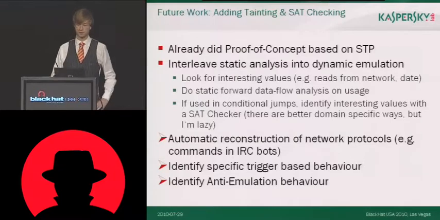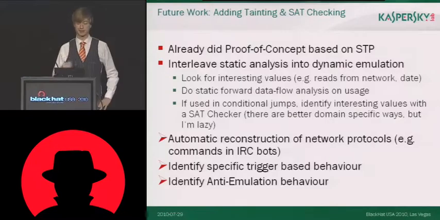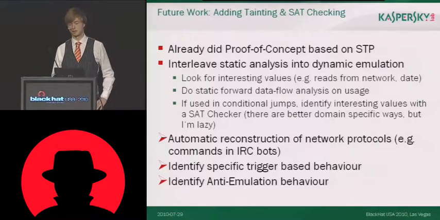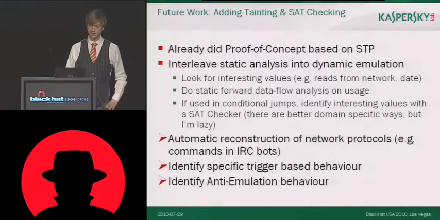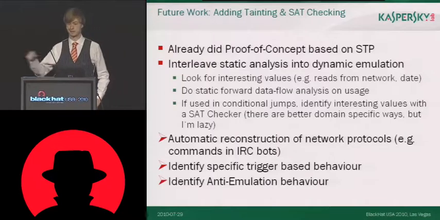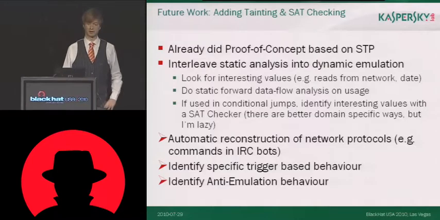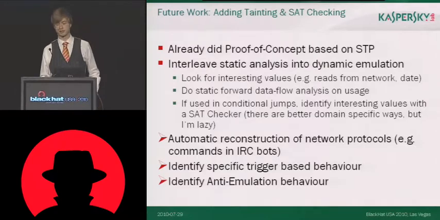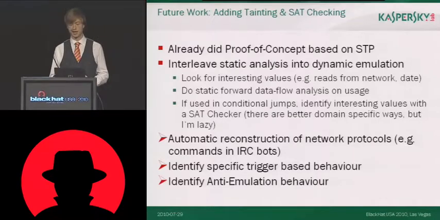So what's future work about? What could be improvements? Well, I always wanted to add some constraints checking, and I did a proof of concept that is based on the SCP constraint solver. Basically, the idea is to interleave static analysis into this dynamic analysis, and look for interesting system calls like reads from the network or checks for date or whatever. Stuff that could trigger behavior for malware. And from this point on, do static forward data flow analysis on the usage of these specific values.